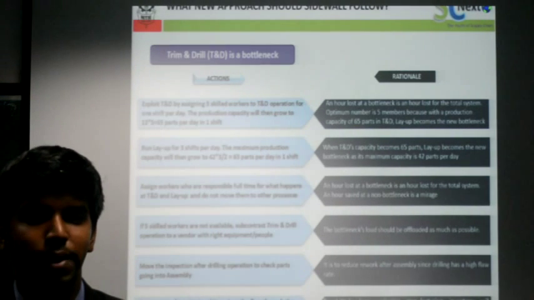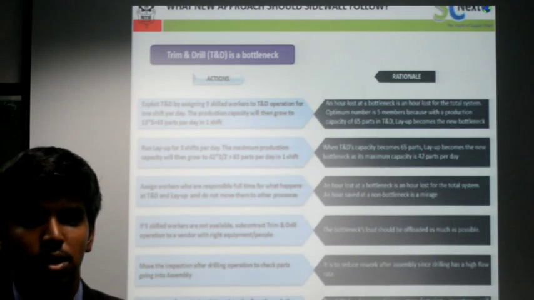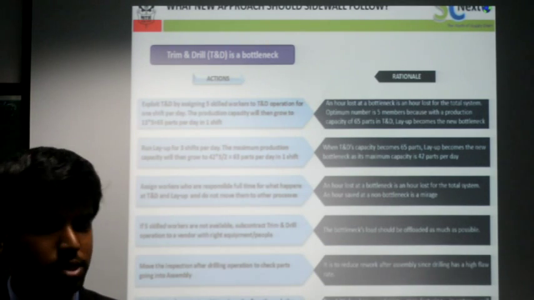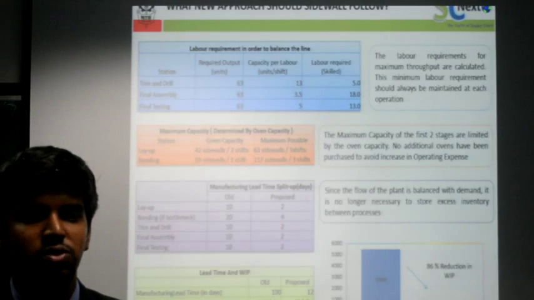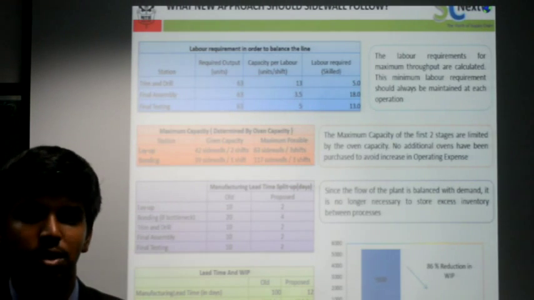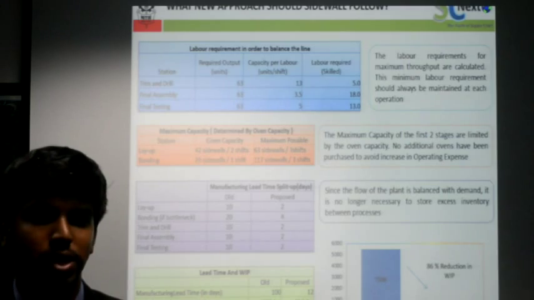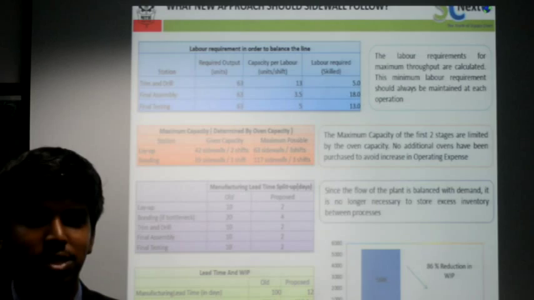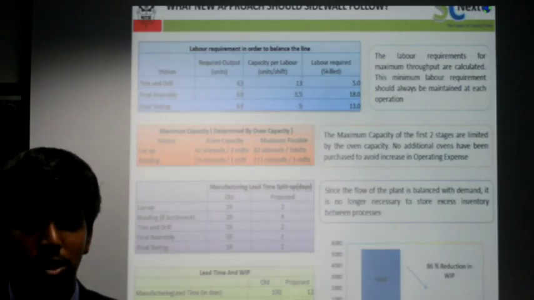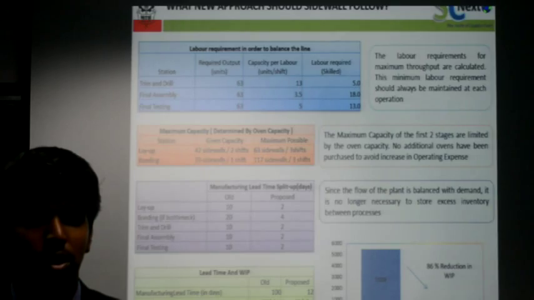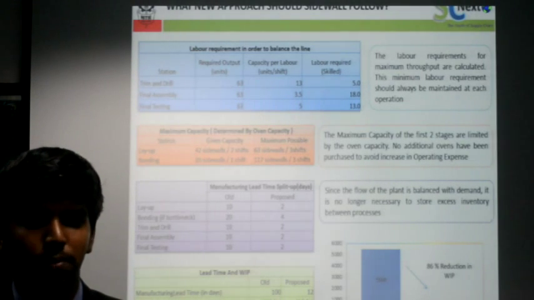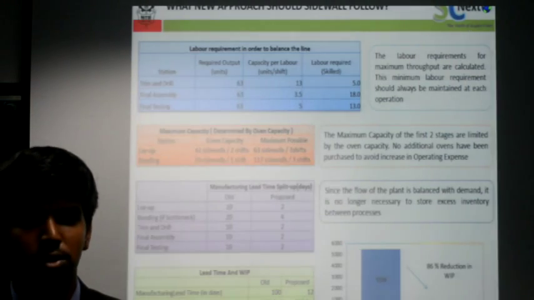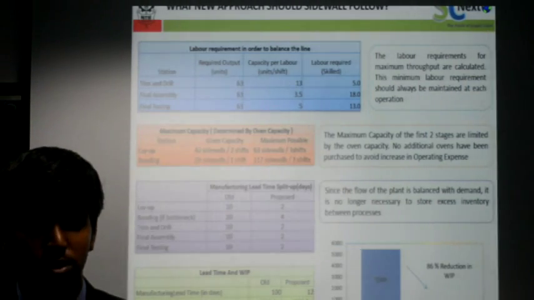Finally, we can now reduce the manufacturing lead time on all the processes, since the flow through the plant has now balanced. Next slide please. Once we have implemented all the solutions, we can see that the manufacturing lead time can be reduced to 12 days from 100 days which was existing earlier. Since the flow of the plant is balanced with the demand, it's no longer necessary to store excess inventory between the processes. This will reduce our work in process inventory by 86% and help us achieve a 7 times increase in the inventory turnover. Now I would like to call upon Mr. Vimal to continue.